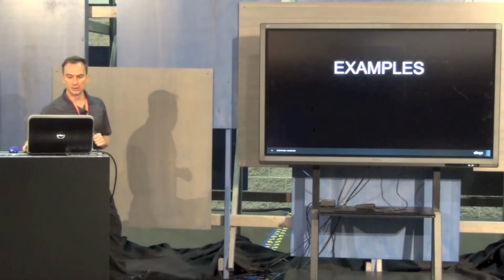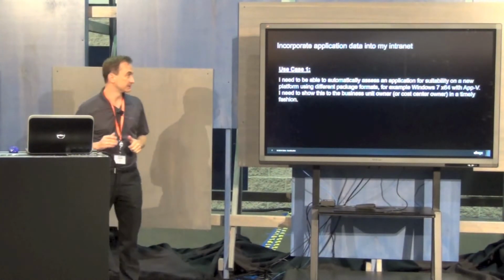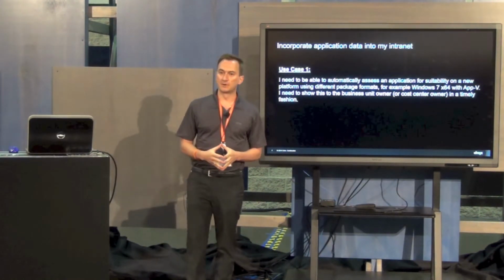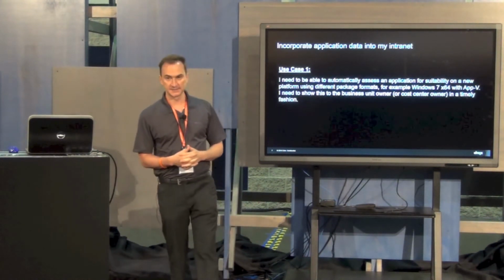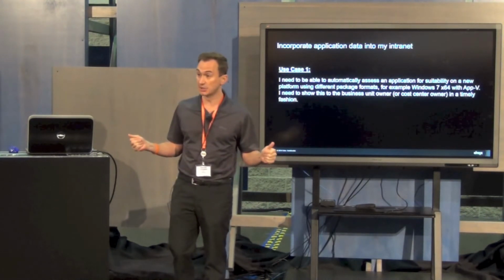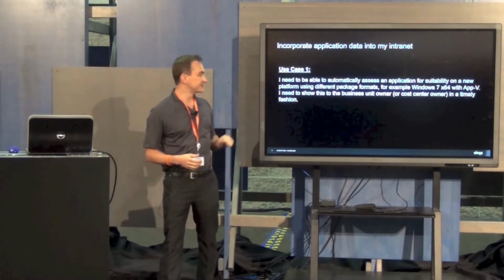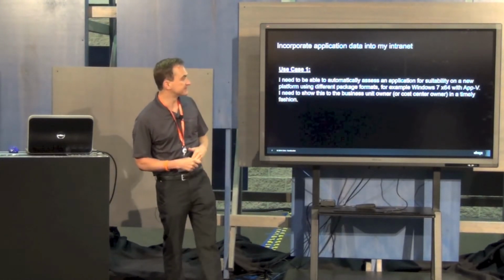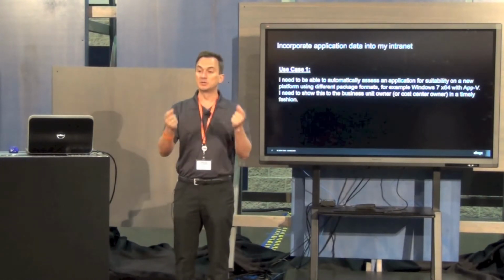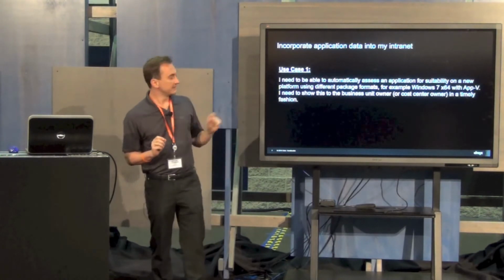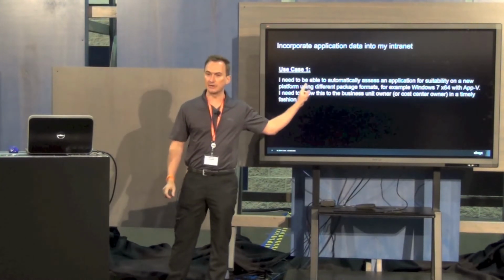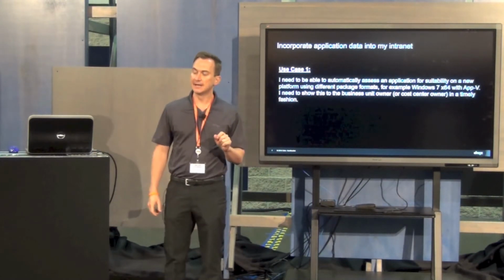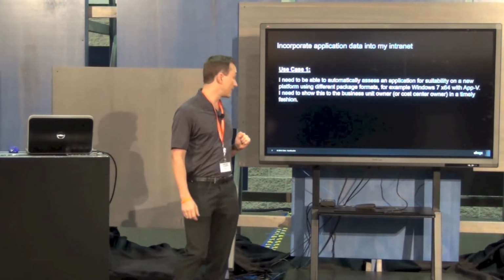So let's have a look at some examples. This is a very common use case that I get from a lot of enterprise customers. They love the AppDNA technology, love the assessment it can do for a given scenario, whether it's Windows 7 64-bit AppV, but would like to integrate the AppDNA data into their intranet so that there's no need to have customers install the AppDNA client.